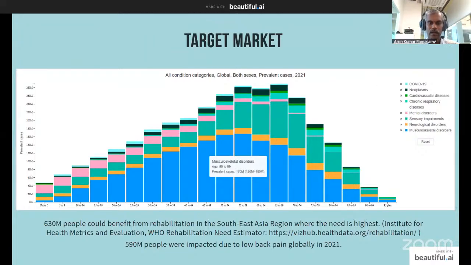And usually this segment of the demographic in the age group of 20 to 60, right? That is where we find people are well-versed in terms of using their mobile smartphones and mobile apps better. And that's the demographic that we try to address through our platform, right? Some of the estimates say around 630 million people could benefit from rehabilitation, and this need is much more concentrated in the Southeast Asian region, where the number of physiotherapists per population is much less compared to some of the developed countries in the world, right? So this is the market that we are trying to address.